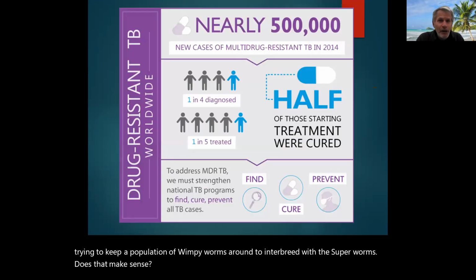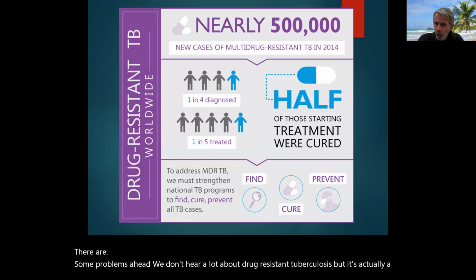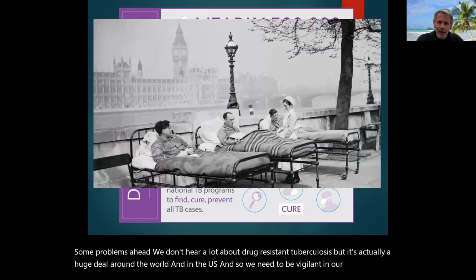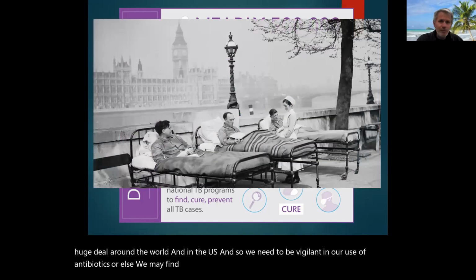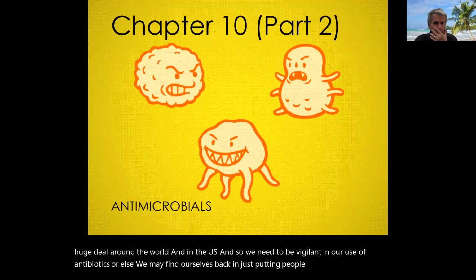And this part is a little scary. There are some problems ahead. We don't hear a lot about drug-resistant tuberculosis, but it's actually a huge deal around the world and in the US. And so we need to be vigilant in our use of antibiotics, or else we may find ourselves back in just putting people outside to treat tuberculosis or whatever.